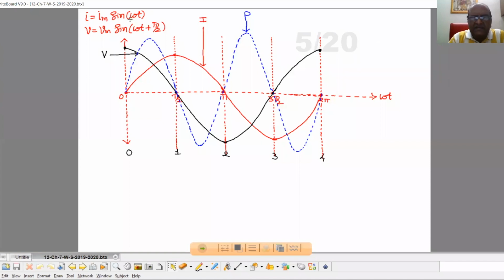Now current is Im sine omega t. So your voltage, that is Vm sine omega t plus pi by 2, means here we used the concept that when inductor is connected with AC supply, the current lags behind voltage in phase by pi by 2. So the same thing that you can represent like this. When the inductor is connected with AC supply, the voltage leads the current in phase by pi by 2.